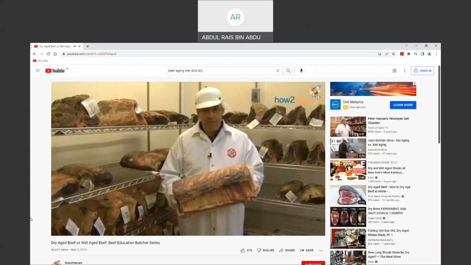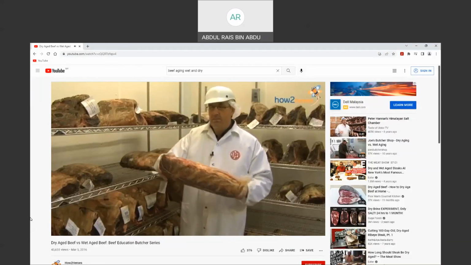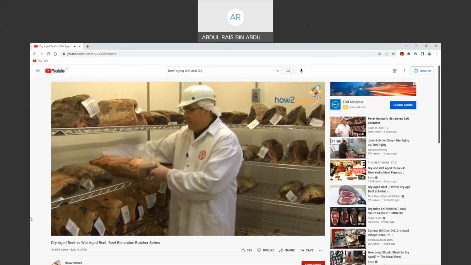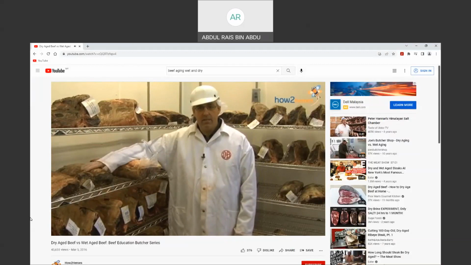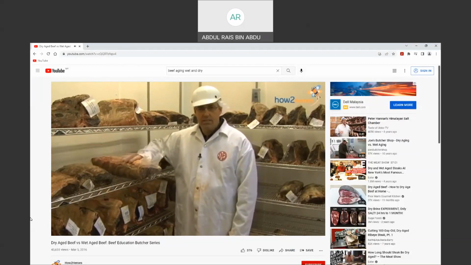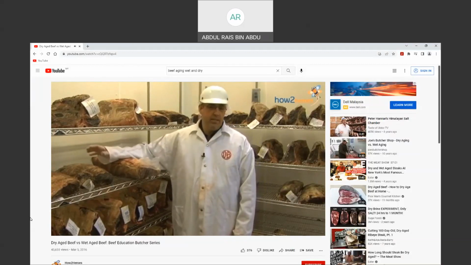You can see it's a lot bigger because it hasn't shrunk any. All the moisture is still in it. But the same process that makes it more tender happens in this bag as it does outside of the bag. So the tenderization process doesn't matter. Wet aging and dry aging is the same for tenderization. The difference comes in the flavor.